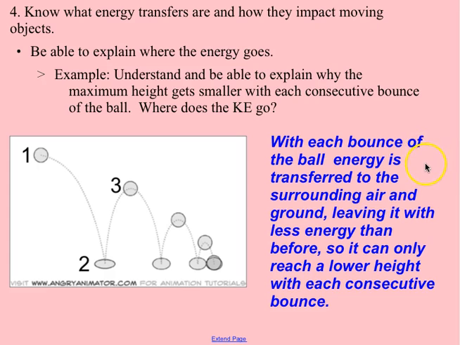With each bounce of the ball, the energy is transferred to the surrounding air and ground, leaving it with less energy than before, so it can only reach a lower height with each consecutive bounce. So when you think about it, again, it's lower and lower and lower.